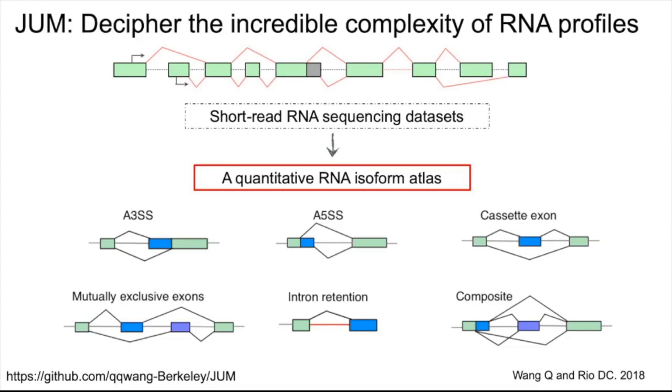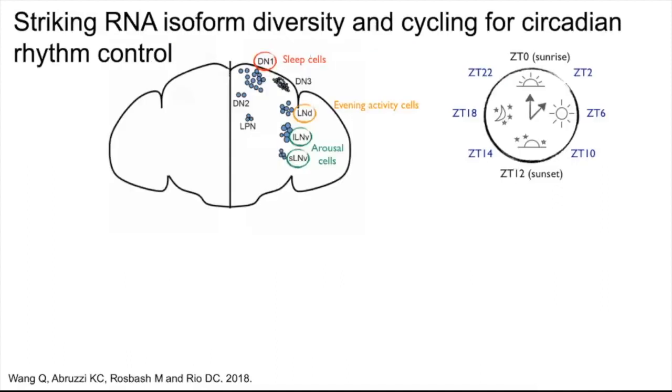Using JOM, I'm now able to investigate a large variety of cellular processes and investigate how RNA regulation plays a role in them. As one application, I investigated mRNA isoform regulation in circadian rhythm control. This is an important process closely related to a human's daily routine, insomnia, as well as jet lag. There are different subsets of neurons in charge of different aspects of the circadian rhythm. Some cells regulate sleep, some cells regulate evening activities, while some cells regulate waking up.